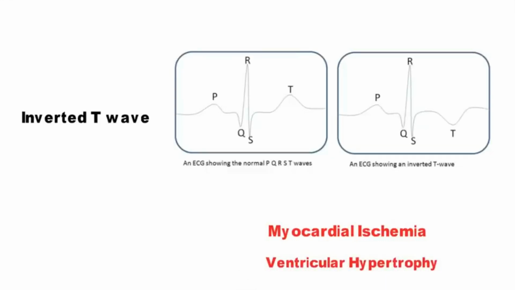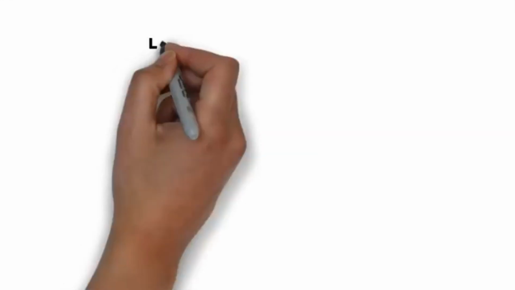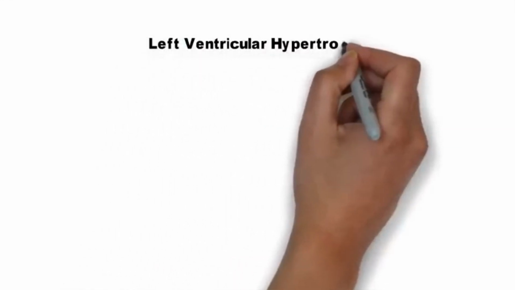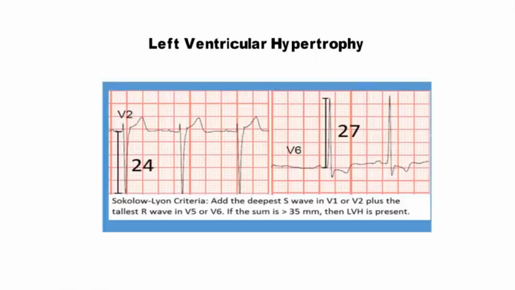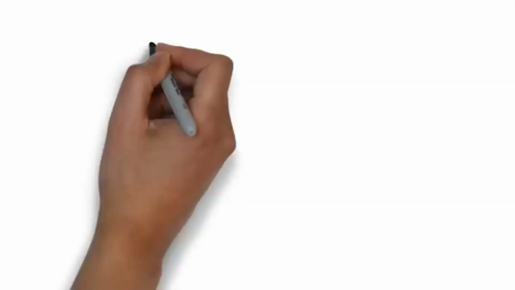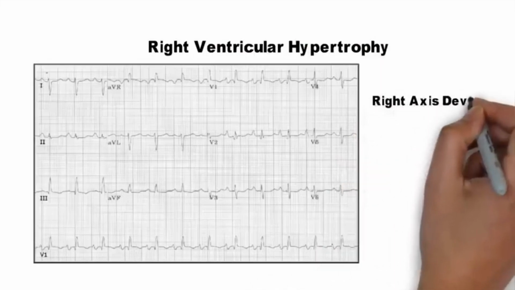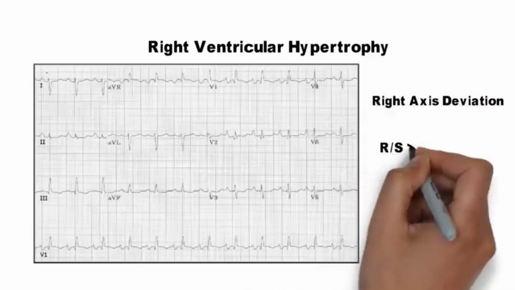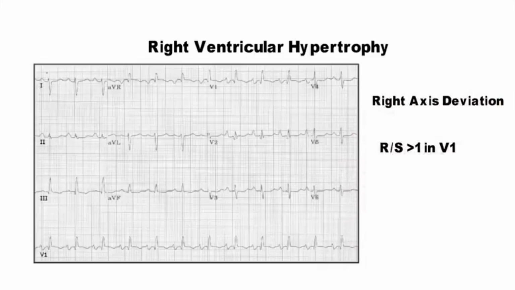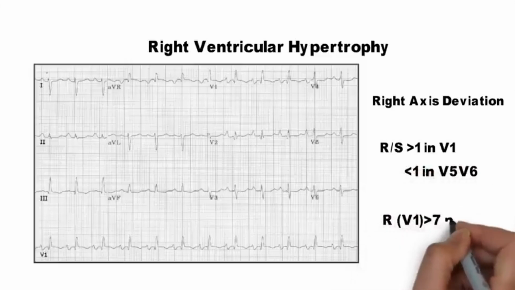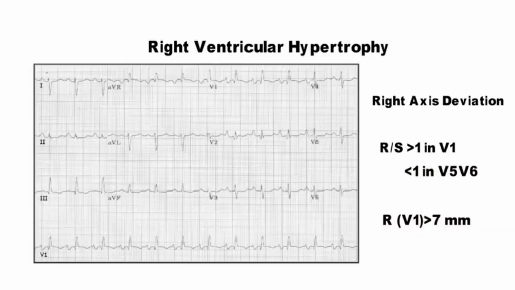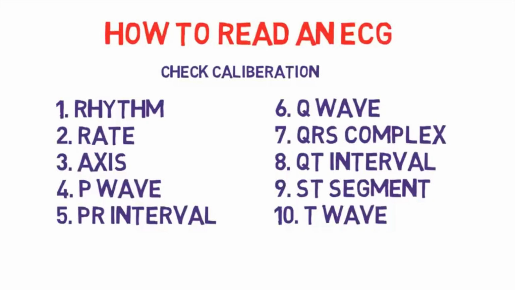Now let's discuss how the ECG looks in hypertrophy. In left ventricular hypertrophy, add the deepest S wave in V1 or V2 to the tallest R wave in V5 or V6; if more than 35 mm, then LVH is present. Whereas in right ventricular hypertrophy, there will be right axis deviation, R by S ratio more than 1 in V1 and less than or equal to 1 in V5 or V6, and also R wave in V1 is more than 7 mm. This is the simplest criteria to detect RVH.